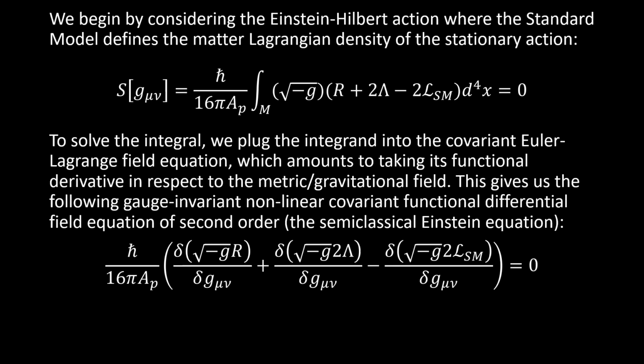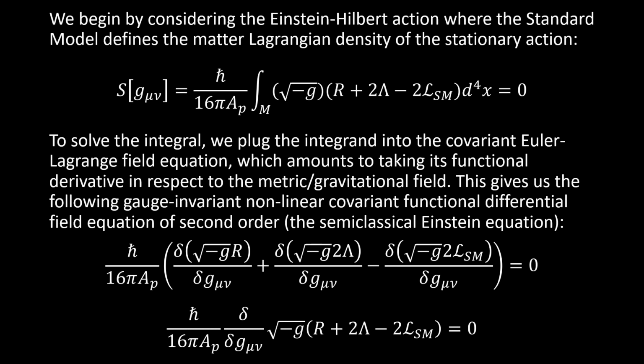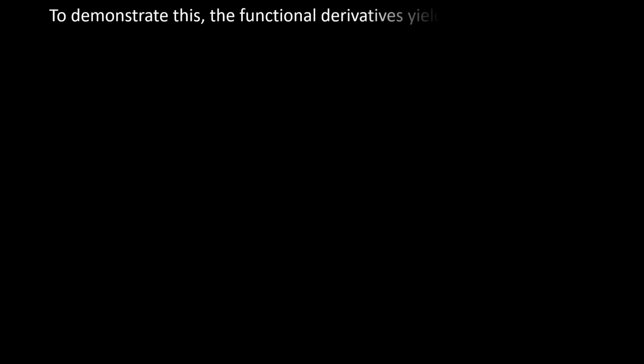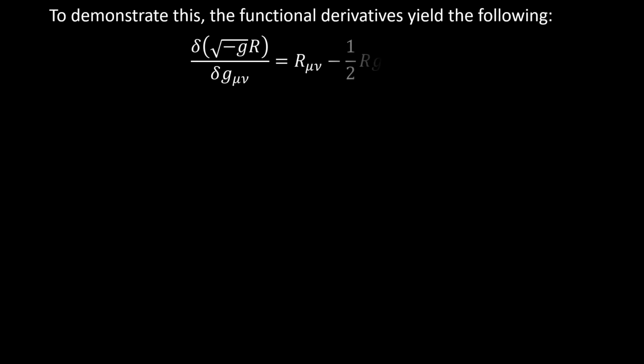And we can rewrite this simply as follows by taking out that functional derivative. And we'll just demonstrate that it gives the familiar looking Einstein field equation here. We'll just show what these functional derivatives equal. So the functional derivative of square root of negative g acting on the Ricci scalar gives the Einstein tensor, which is just the Ricci tensor minus 1/2 the Ricci scalar times a metric tensor.